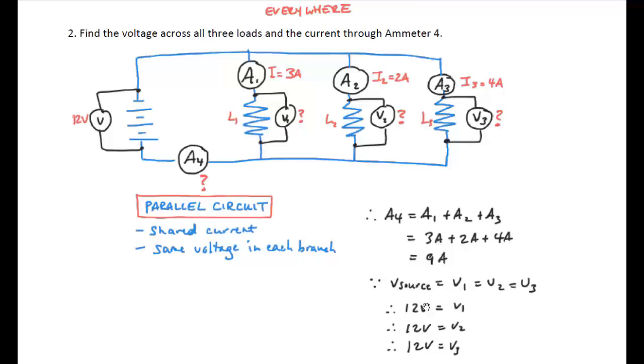So if it's 12 volts for the battery of the source, then it's 12 volts for V1, 12 volts for V2, 12 volts for V3. All the branches should be identical, but they will share the current. So when you're looking at the current here, the current in this unique path is 3, the current in this path is 2, and the current in this path is 4. Okay, if that's the case, then the total current will have to be the sum of these 3 numbers. So the total current in A4 will be equal to A1 plus A2 plus A3. So 3 plus 2 plus 4, that gives us 9 amps flowing through this part of the circuit here.